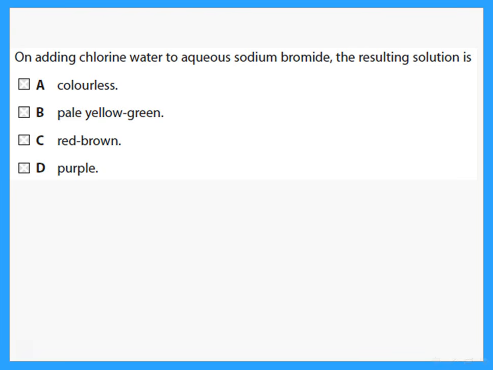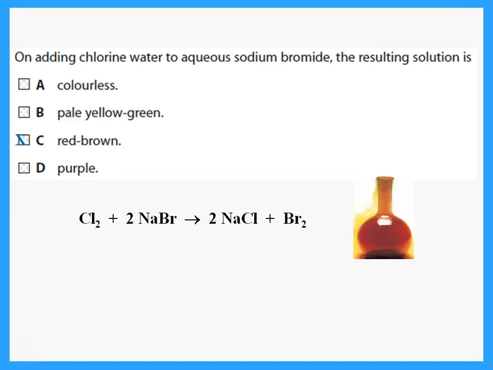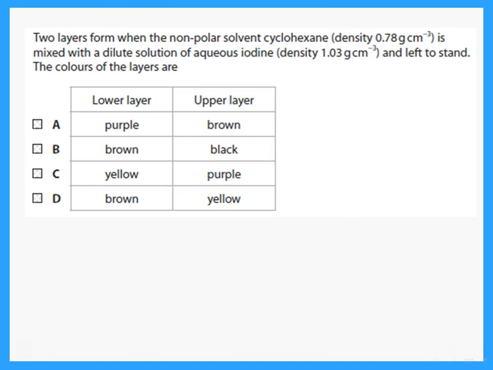Okay? On adding chlorine to aqueous sodium bromide, the resulting solution is what? Remember that. Which one is more reactive? Chlorine is more reactive than bromine. So when we react chlorine with sodium bromide, the chlorine displaces it, forms bromine. What was the color of bromine? Reddish brown. So that is the color of the resulting solution.